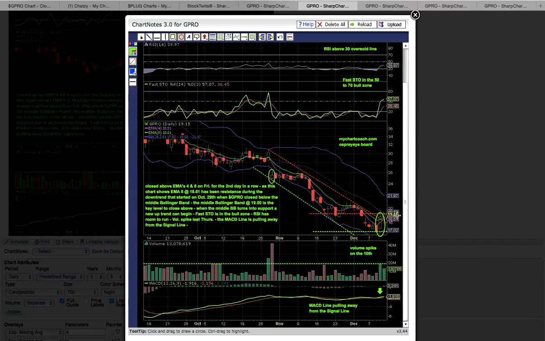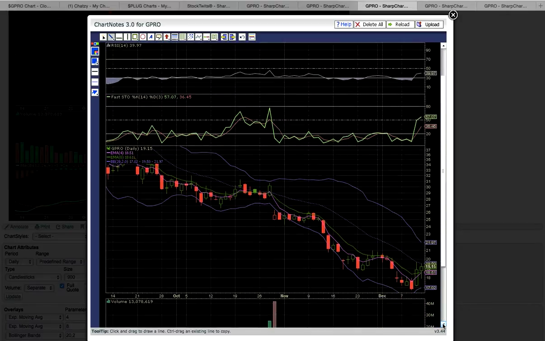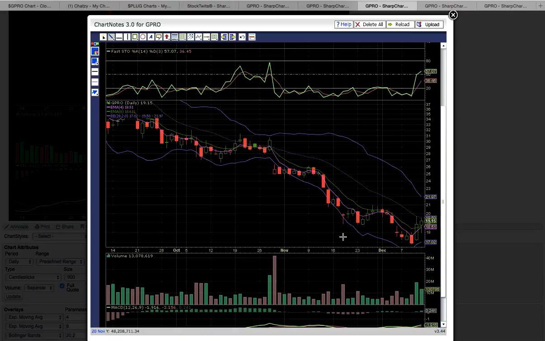Here, this chart will be a little bit clearer to see. This is the same chart without the annotations. This candle right here started the downtrend when there was a close below the middle Bollinger Band after it failed to turn into support, and then candles were riding EMAs 4 and 8, resistance lower, until this candle right here on Thursday.